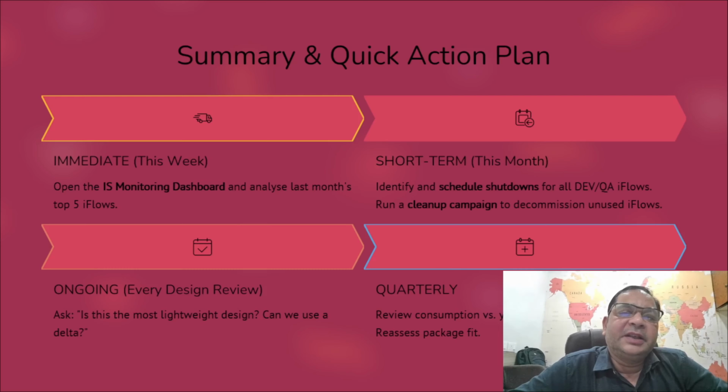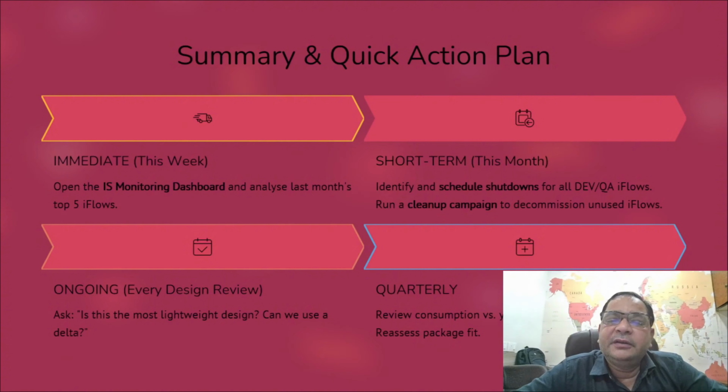So what is the summary and quick action plan? First is immediate: start monitoring your dashboard and analyze the last month's top 5 iFlows, which are consuming more messages. Then ongoing activity: ask, is this the most lightweight design? Can we use a delta? You have to ask these questions in order to optimize your cost.